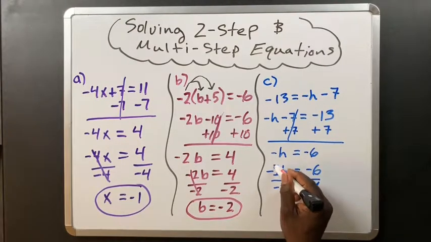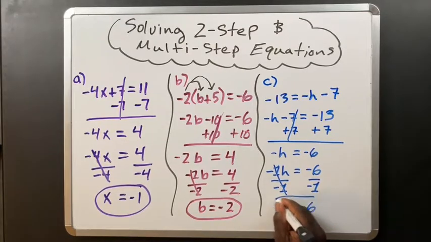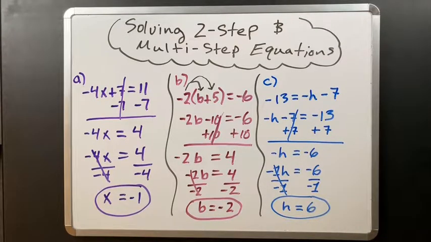Negative divided by negative is a positive. Bring down the h, bring down the equal sign, and then we have a negative divided by negative is a positive again, so that's 6 divided by 1 is 6. h equals 6. So there you have it. We solved 3 different types of multi-step equations using inverse operations, the distributive property, addition property of equality, subtraction property of equality.